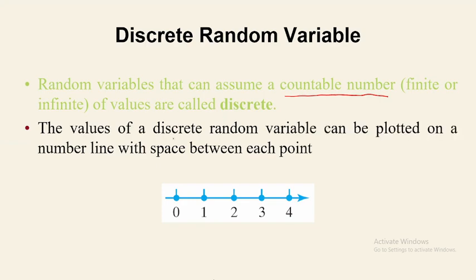The values of a discrete random variable can be plotted on a number line with spaces between each point. Right? In between 0 and 1, no point it will take. 0 it will take, 1 it will take. Similarly, 1 it will take, 2 it will take, but in between 1 and 2, no point it will take. In such a manner you have the values for the random variable; that is called a discrete random variable.